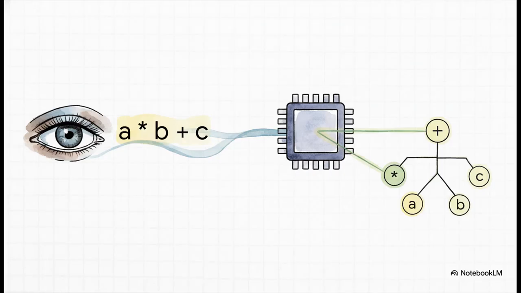When you and I look at this, we see a simple math problem. We just know you multiply before you add. But for a computer, that order of operations isn't just a rule, it's a shape. It sees a tree. There's a plus operation at the very top, with C on one branch, and a multiply operation on the other, which then branches out to A and B. It's a whole network of connections.